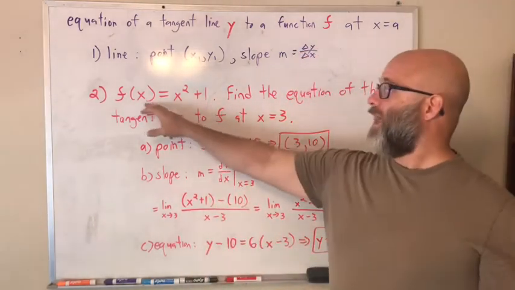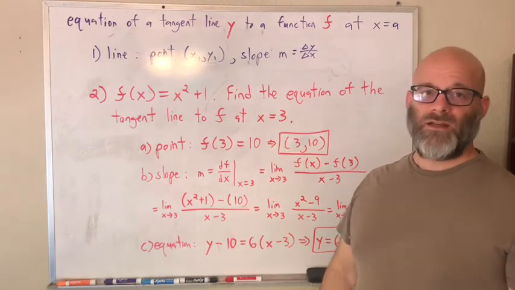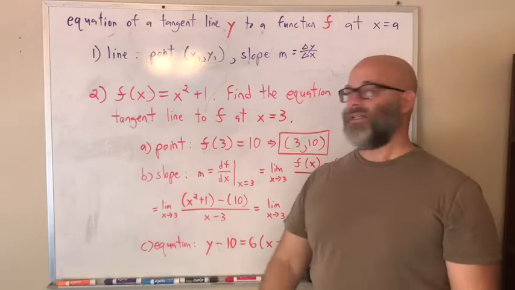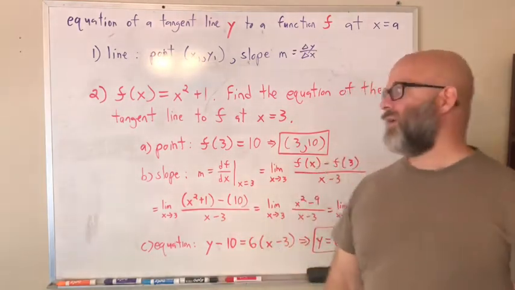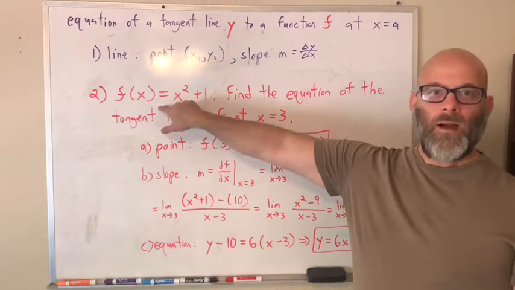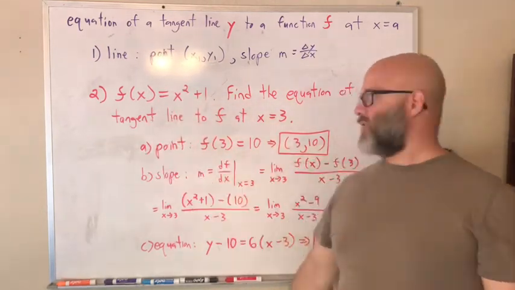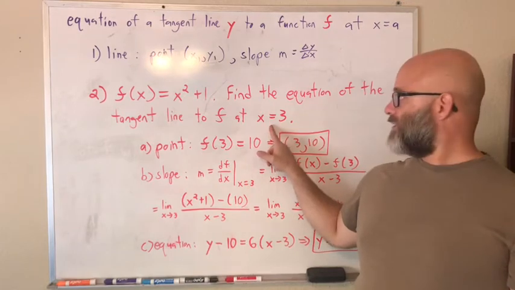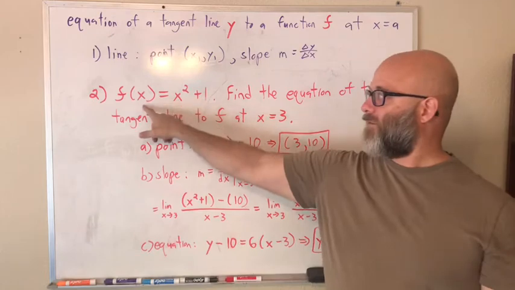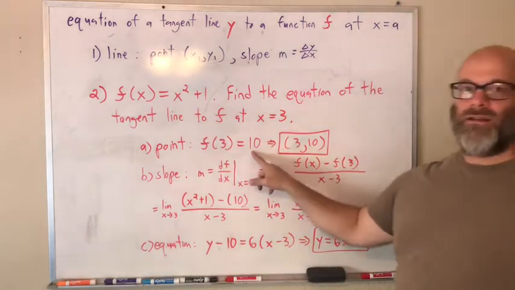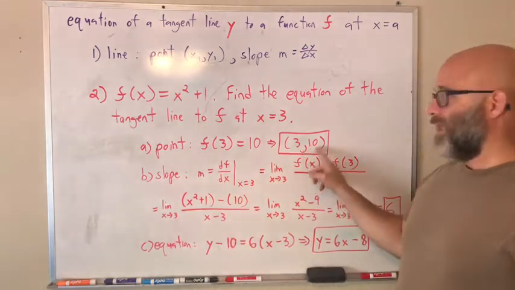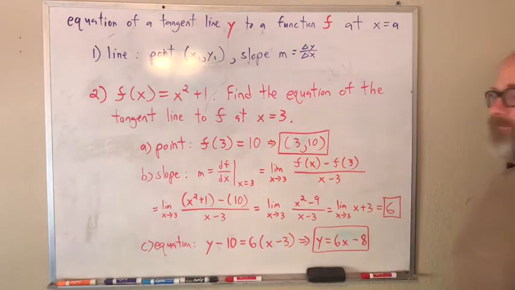First of all, f of x equals x squared plus 1. It's a quadratic function shifted up by 1. Find the equation of the tangent line to f at the independent value x equals 3. Well, we need the point. How do you get a point? We use the function to get a point. A point is nothing more than a solution to this equation. What's the first part of the coordinates? 3. Therefore, the second part will be 10. Plug in 3. f of 3 is 10. That's a point. So that's the point: 3 comma 10.